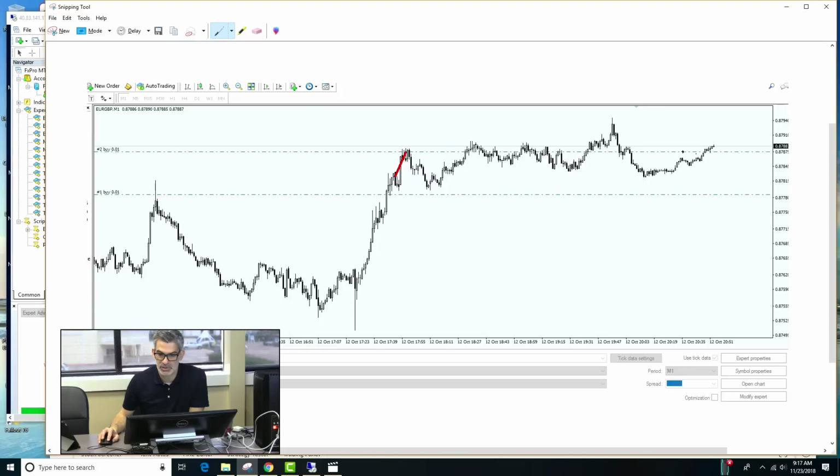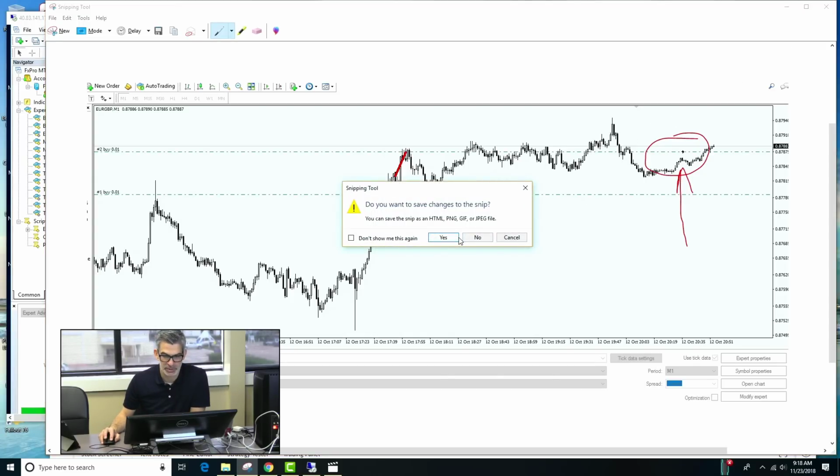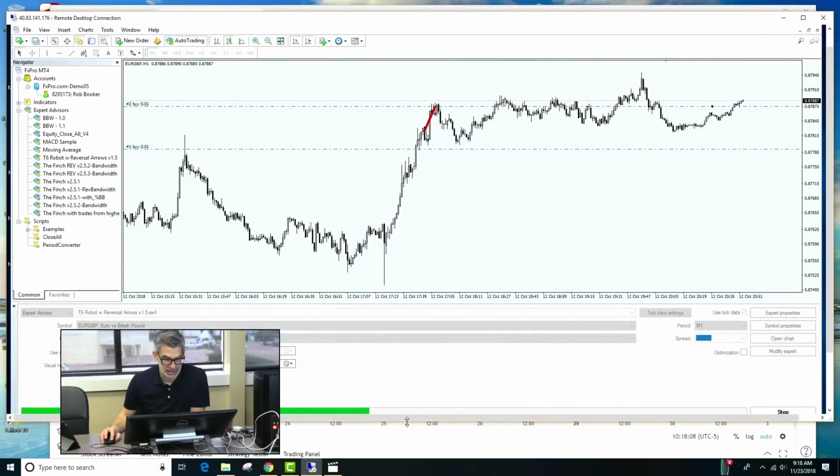Okay, so it took another trade right here. And if the indicator was showing properly, there would be a reversal arrow pointing upward right here. And that's why it took an additional trade, because the other trade was profitable. And so it can keep trading. Okay, let's just keep going.